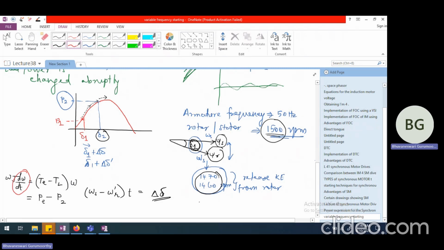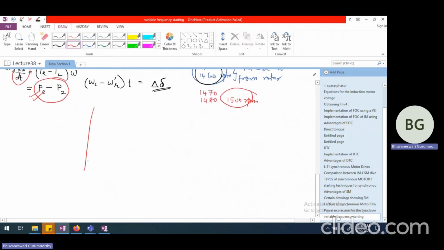So now from 1460 RPM, it will go towards 1470 RPM, 1480 RPM, and so on. And when it reaches 1500 RPM, delta will be arrested. Delta cannot go beyond this value. This will happen the moment the speed of the rotor becomes 1500 RPM. Once it becomes 1500 RPM, delta is arrested, but the power generated is still higher. Because the power generated is higher, the speed can go beyond 1500 RPM. So the speed also goes through an oscillation.